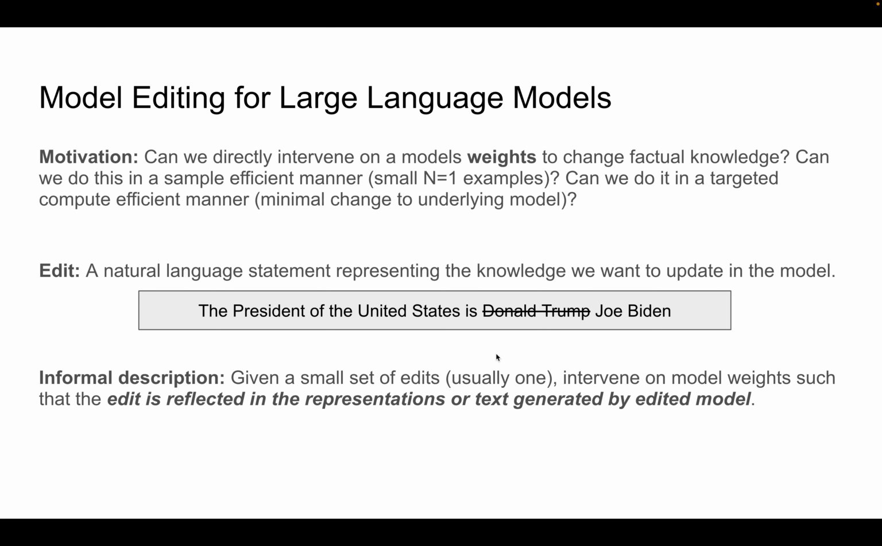First, we motivate the problem by discussing model editing for large language models. With model editing, we're asking the question, can we directly intervene on model weights to change factual or conceptual knowledge? Can we do this in a sample-efficient manner, such as if we only have one example? And can we do it in a targeted, compute-efficient manner with minimal changes to the underlying large language model? For example, an edit might be, the President of the United States is, typically the large language model would say Donald Trump, but you want to edit the large language model to update its knowledge to generate Joe Biden.